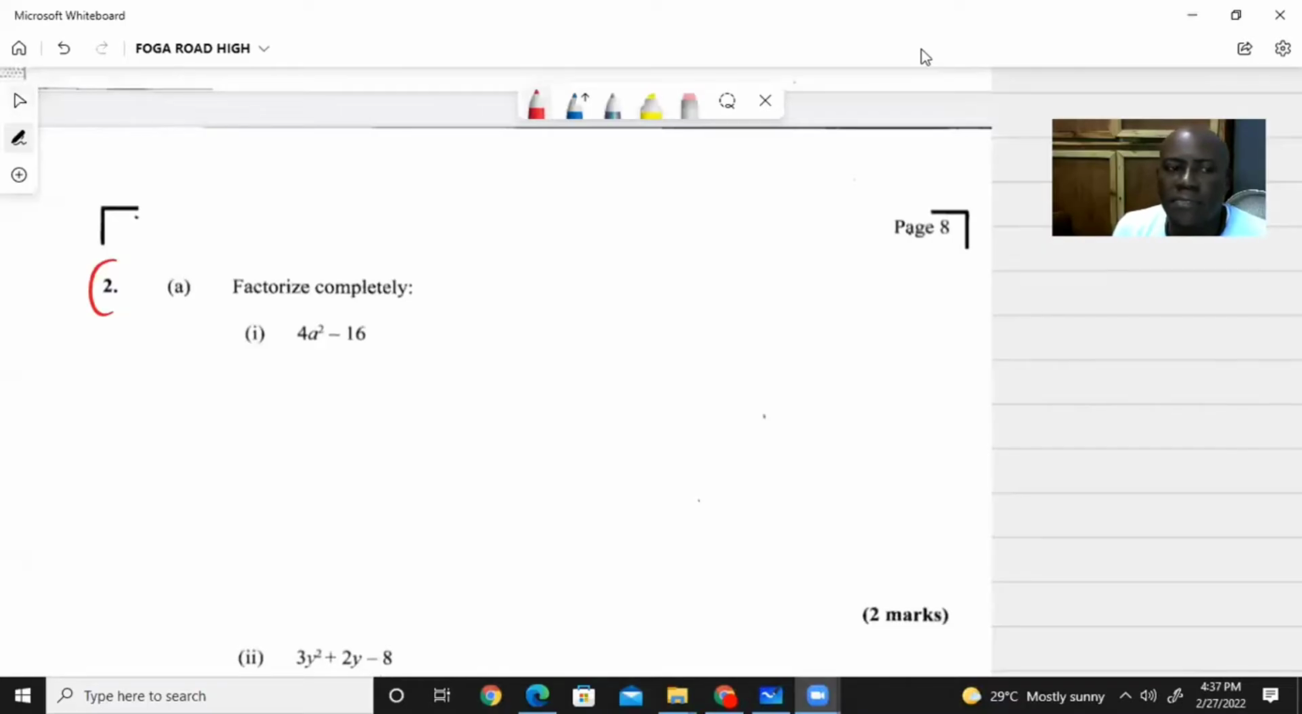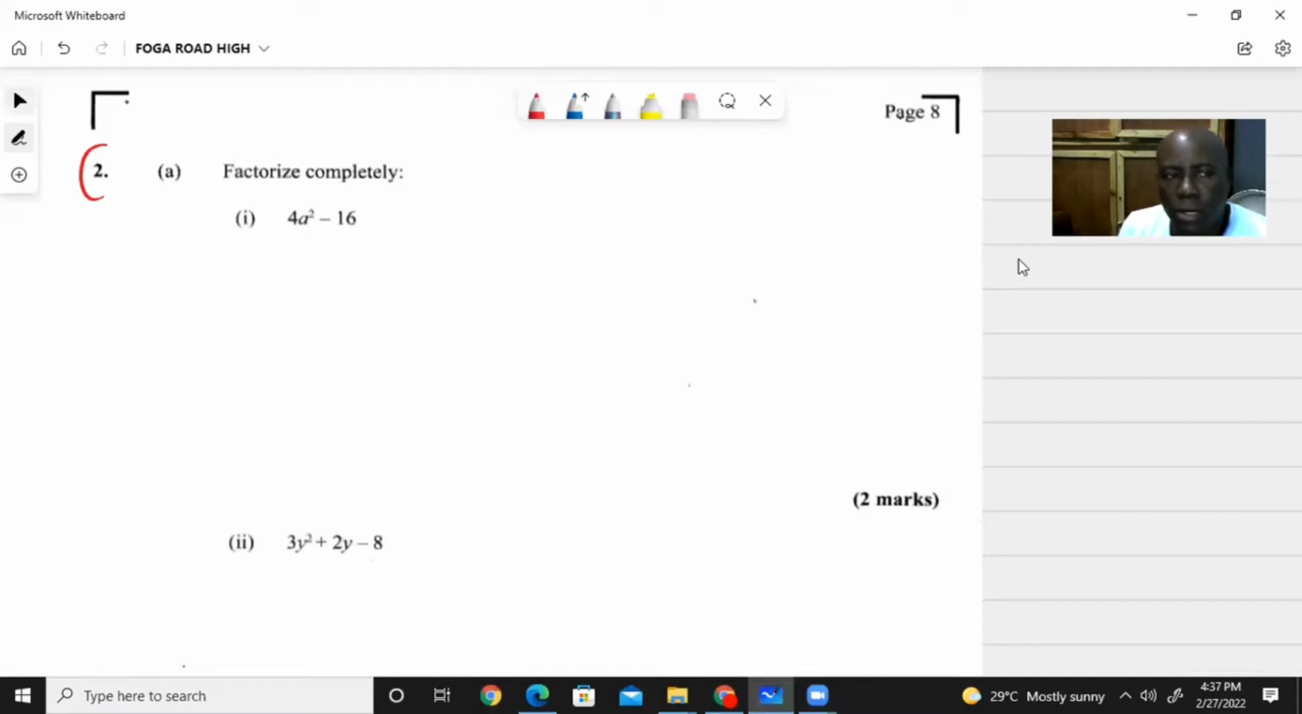First question says factorize completely. All right, so let's focus on this question here. I'll rewrite it just here. It says 4a square minus 16. So 4a square minus 16.